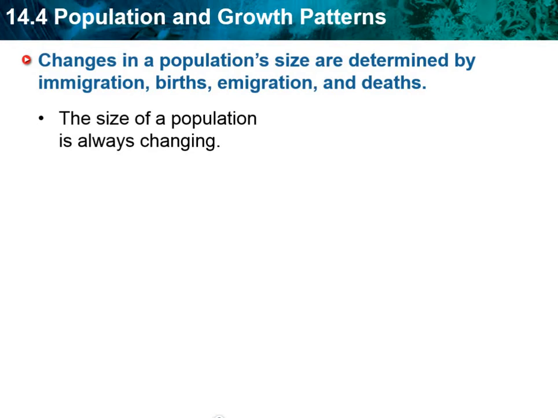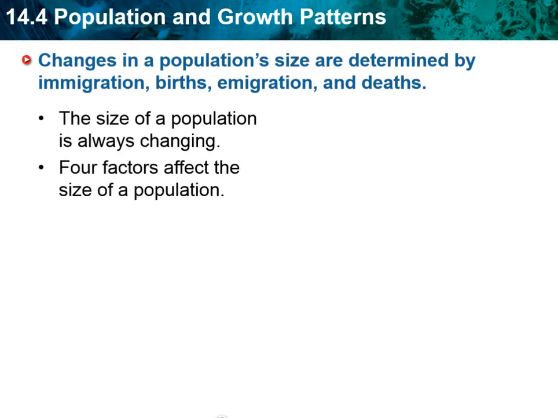So there are four factors that affect the size of a population. Immigration, which is people moving into an area. I think of immigration with the I as into. You have births: if you have a lot of births and not many deaths, that's going to increase population, or if not very many births and a lot of deaths, you're going to have negative population growth. Emigration with an E is individuals leaving an area. With the E, I think of exit. And then deaths is the fourth factor.